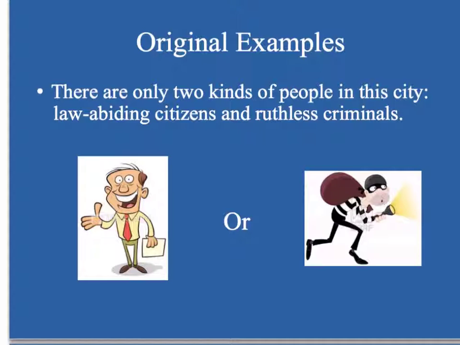That's a very good example of either-or fallacies because there's not just two kinds of people ever. There are billions of people. Everyone's unique in their own way, and this either-or fallacy makes it not so. So that is number 2.